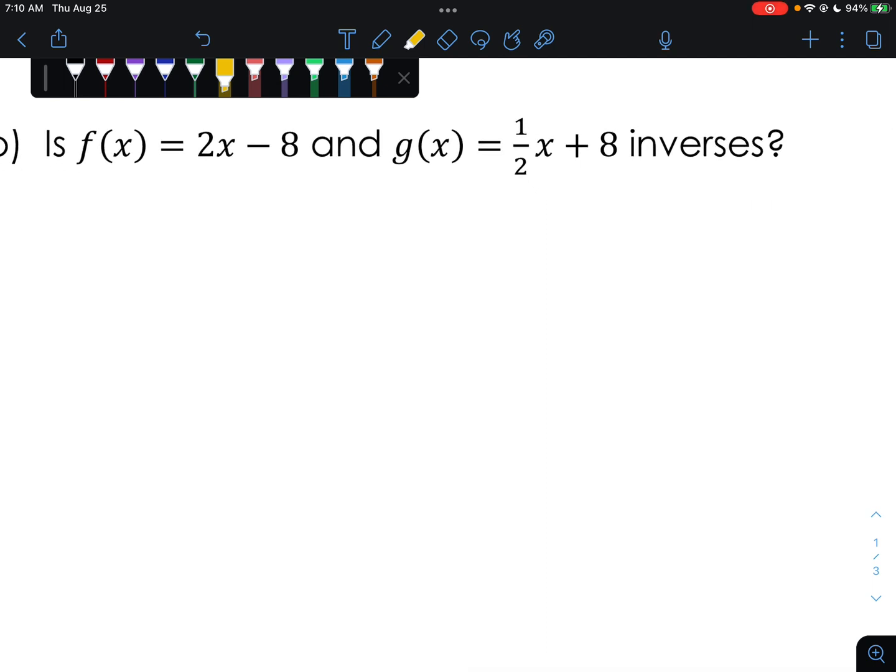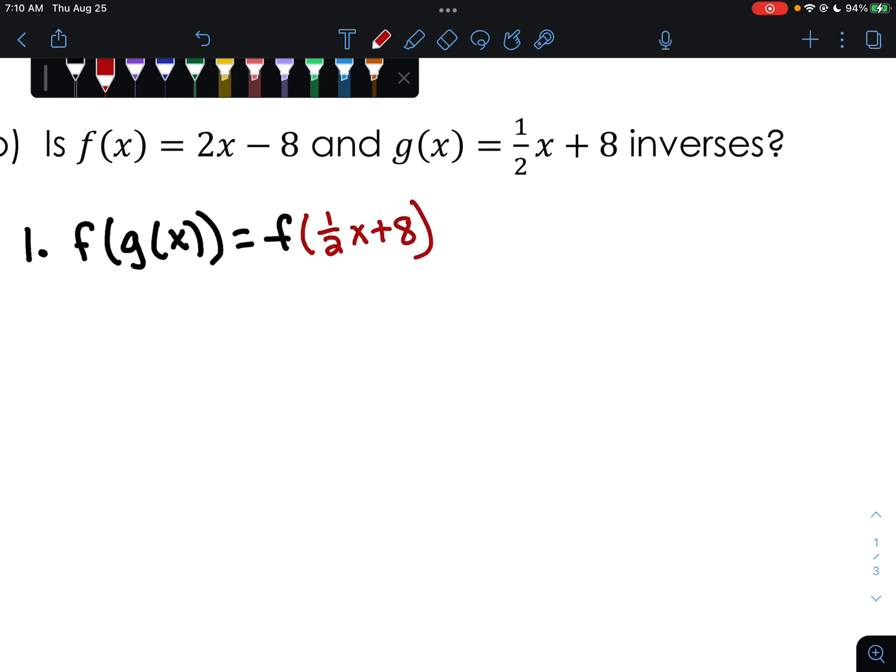Okay, let's look at 1b. Are f of x equals 2x minus 8 and g of x equals 1/2 x plus 8 inverses? So we do the same thing. So 1, we're going to do f of g of x. Well, that is the same thing as saying f of 1/2 x plus 8. Anywhere I see an x, I'm going to plug in 1/2 x plus 8. So I have 2 times 1/2 x plus 8 minus 8.